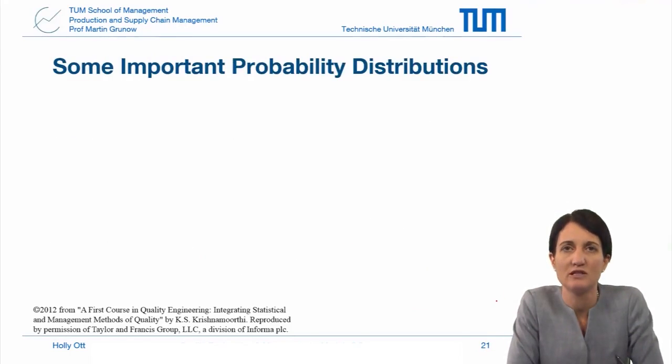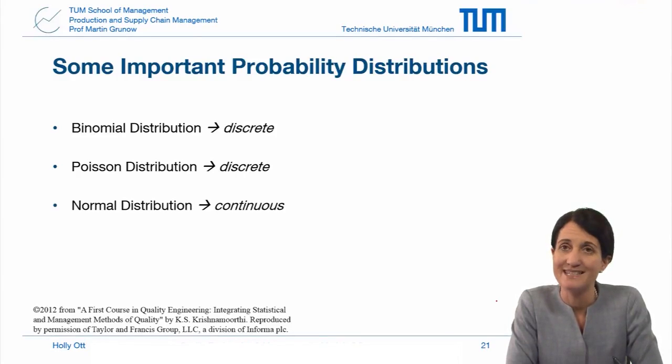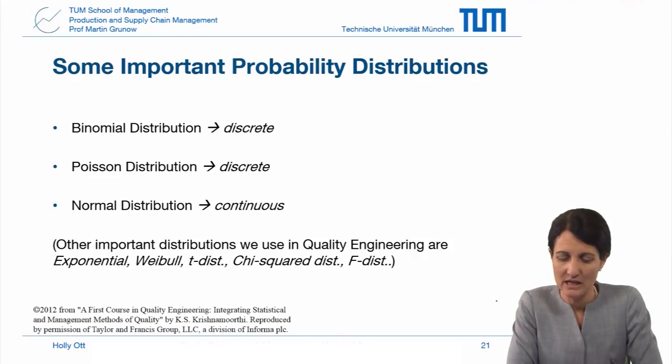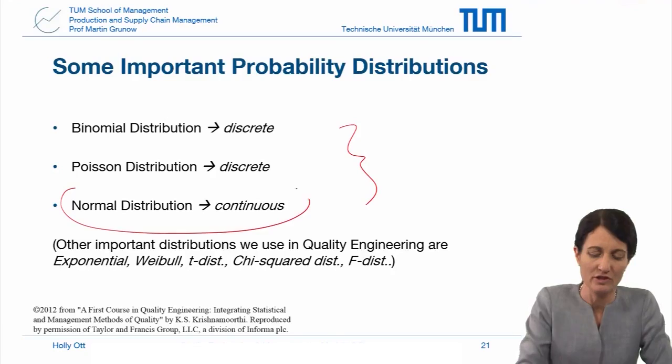So, some important probability distributions. In the next section, we will introduce the probability distributions that are most useful for describing random variables encountered in quality engineering. The binomial and the Poisson distribution are probability distributions, PMFs, for discrete random variables. And the normal distribution is a PDF for continuous random variables. There are many other important distributions, such as the exponential, the Weibull, the t distribution, the chi-squared, and the F distribution, and we will see some of these in parts of the course, but we'll have a main focus on these three, particularly on the normal distribution for our course.